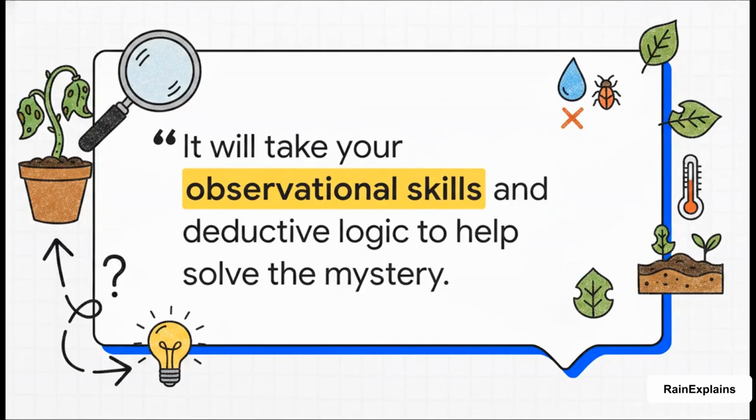Because as the experts at Penn State Extension perfectly point out, diagnosing plant decline really doesn't require guesswork. They say, unlike Sherlock Holmes mysteries, the possibilities are generally not unlimited. It just takes your observational skills and deductive logic. Basically, while the damage feels totally overwhelming, solving it just requires careful step-by-step logic rather than panic. We just need to follow the clues.